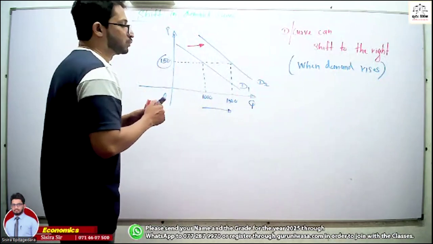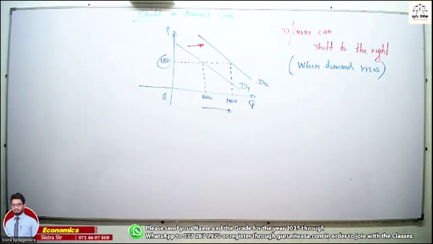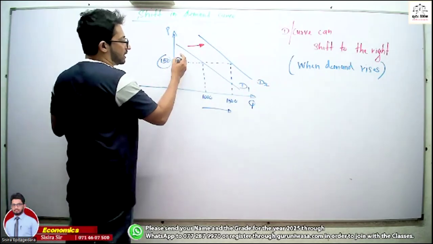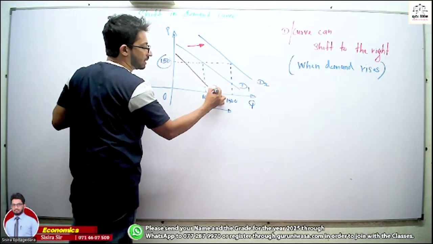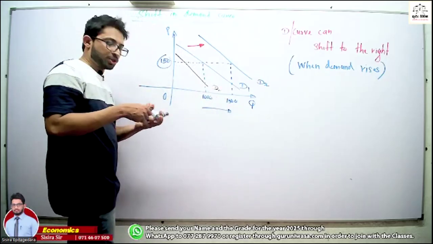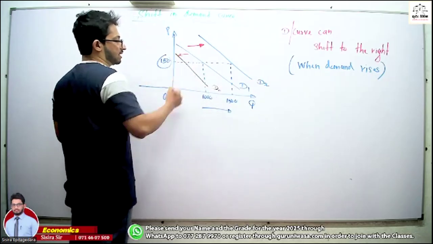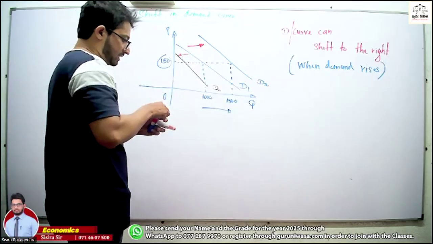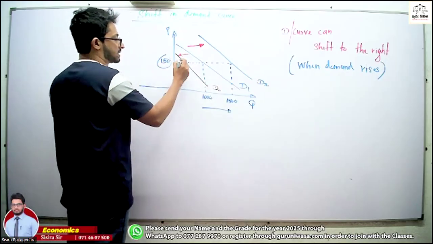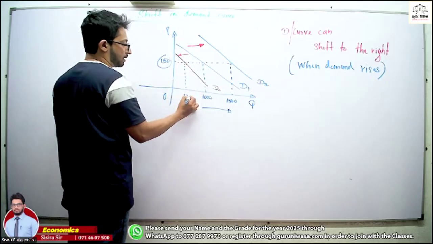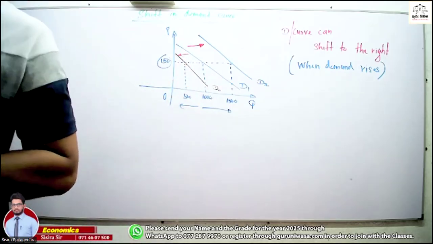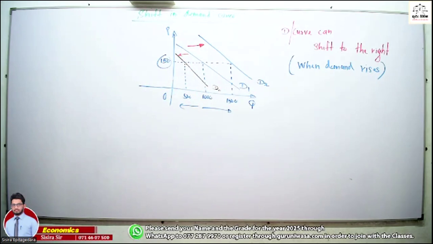Or else, the demand curve can shift to the left side like this. D naught. But remember, the arrow should be there, because the arrow shows the direction of the shift. Here you can see the price is the same, 150 rupees, but demand is, assume, 500 units. Did you get the point? Yes, sir. Here you can see the entire demand curve.